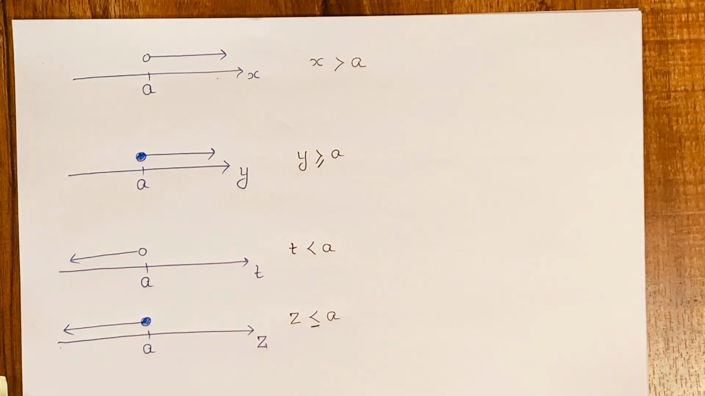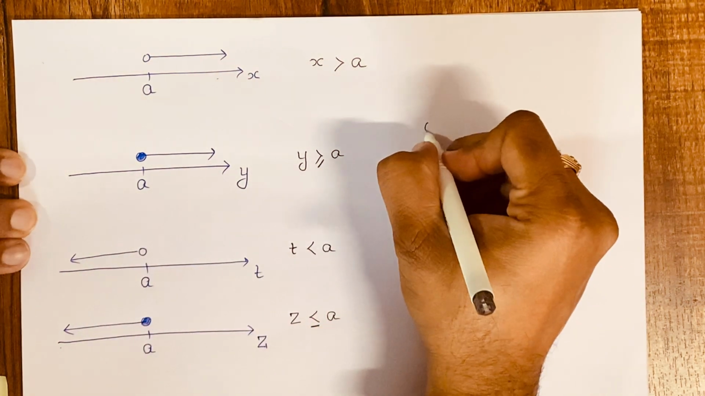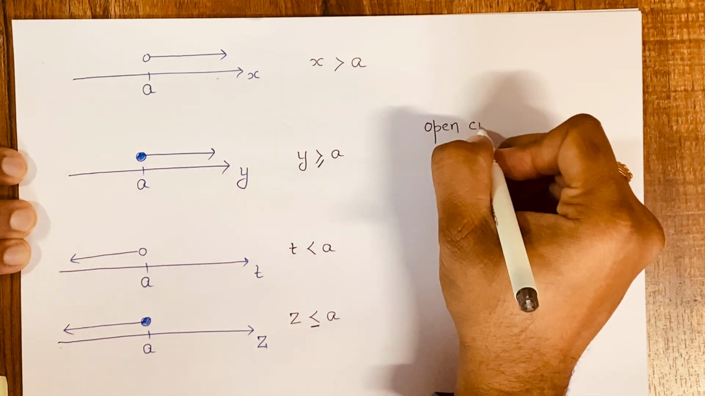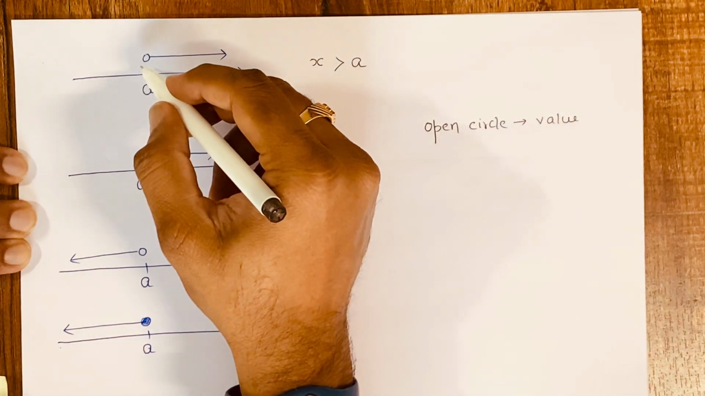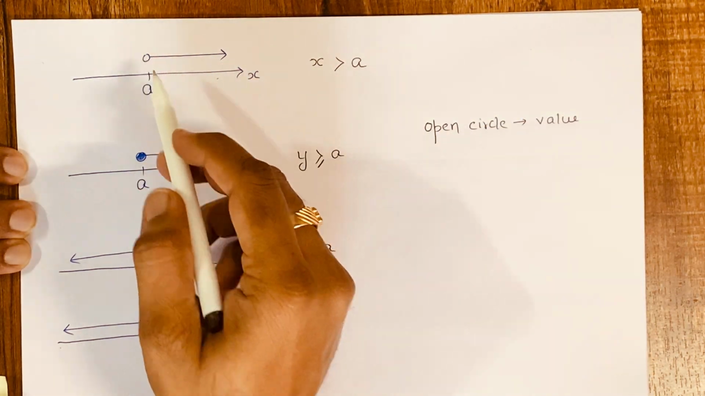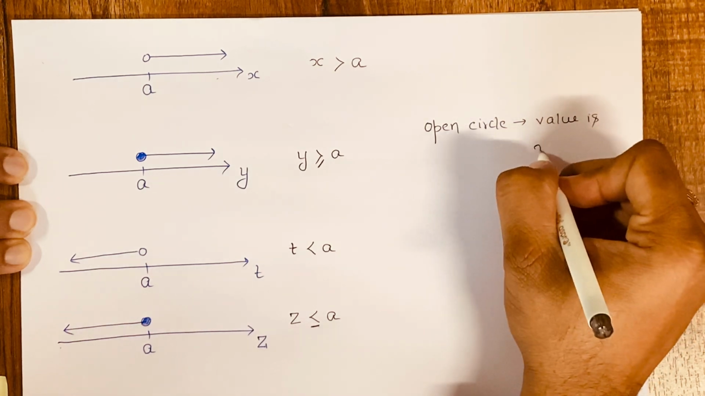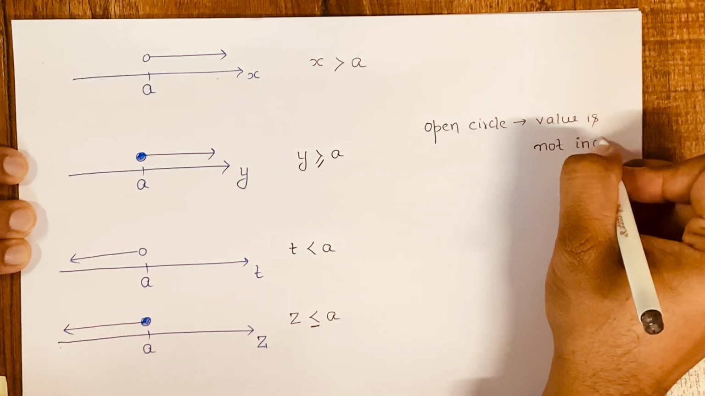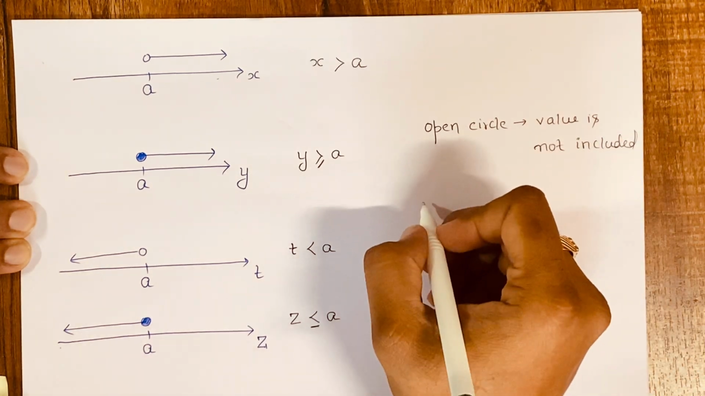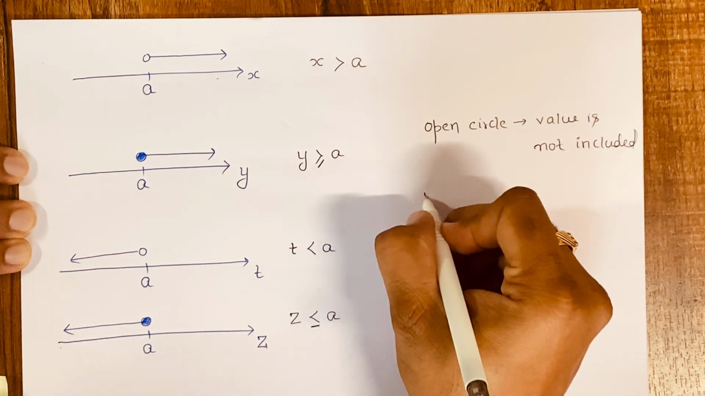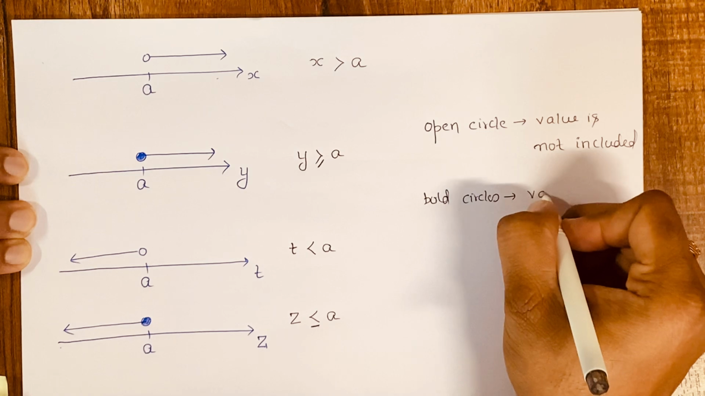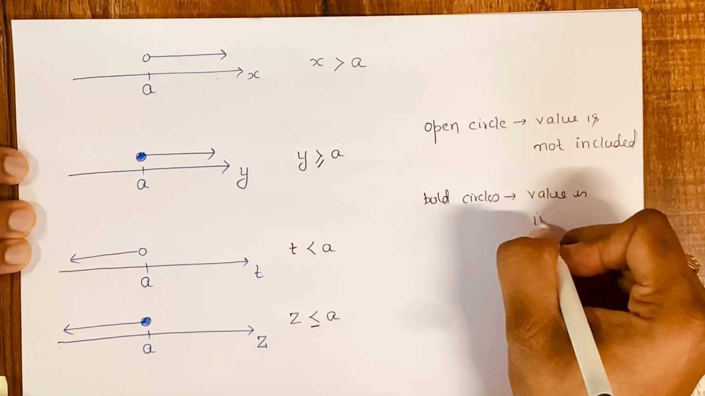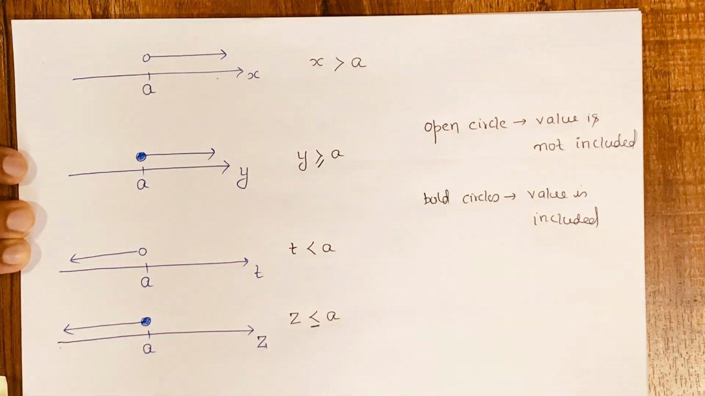Choice is yours. So basically an open circle, or open bubble, means the value on which that bubble is there is not included. But if you talk about the closed circles or bold circles, why bold? Because it is completely filled, then the value where it is marked is included. This is the basic difference between the open and bold circles. Hope this makes sense.